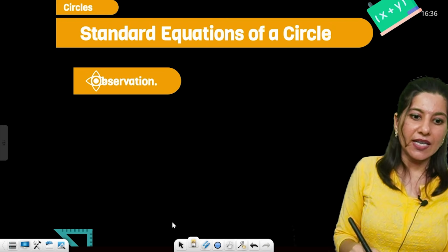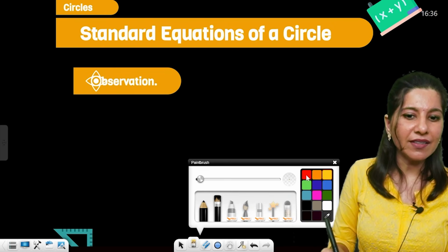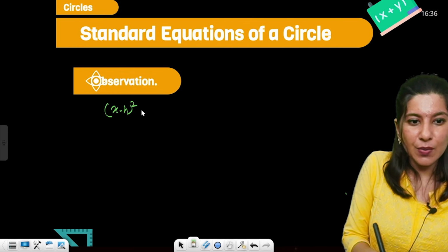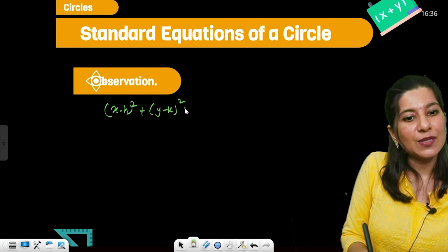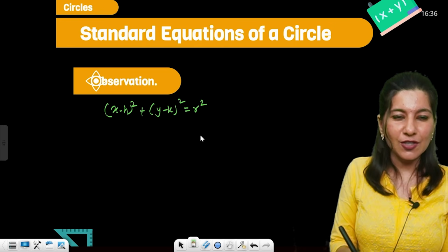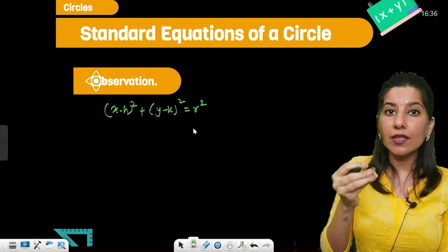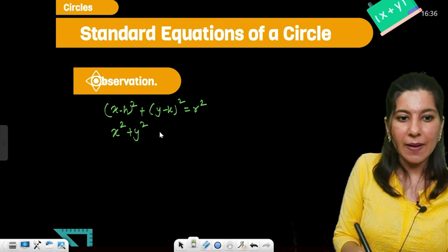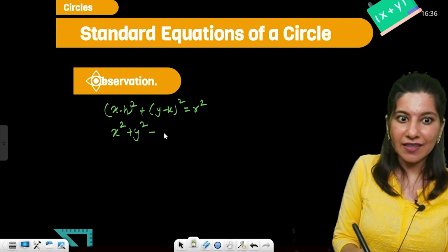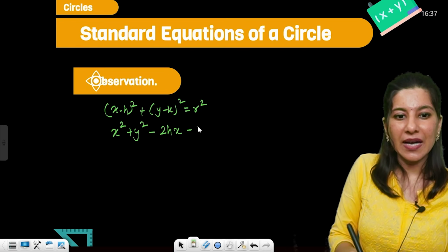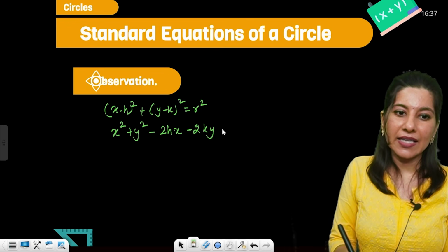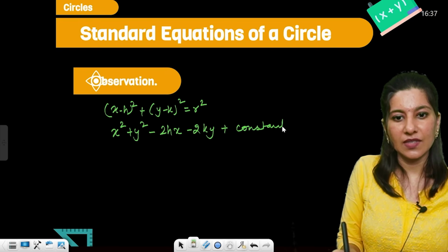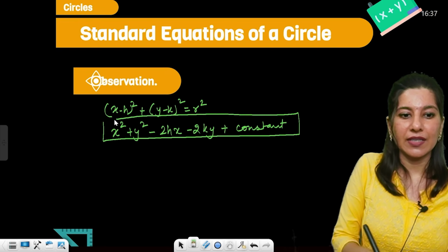Now, we have actually spent enough time with (x minus h) whole square plus (y minus k) whole square equals r square. Yes or no? Just open it. From this, I am getting x square plus y square minus 2hx minus 2ky, and I am getting a constant term, some constant. The standard equation, if you open it, equals 0.